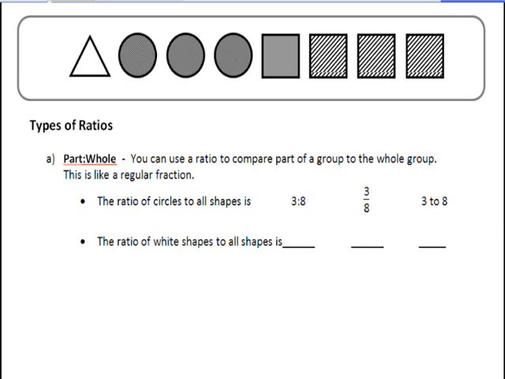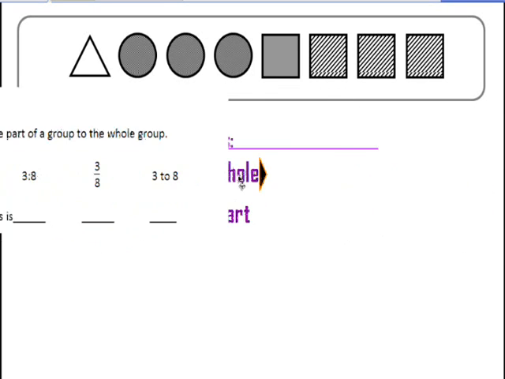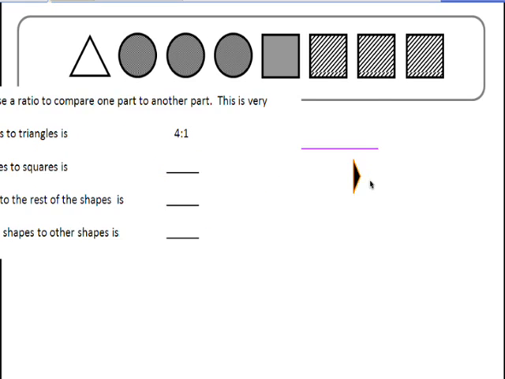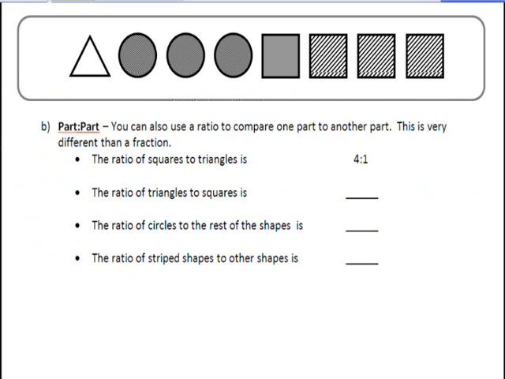Now let's look at our second type of ratio. It does not operate like a fraction. It's a little bit different. This is where we compare two different parts of the group. This is very different from a fraction because we'll often end up with a bigger number at the beginning than the end. So the ratio of squares to triangles is 1, 2, 3, 4 squares and 1 triangle.